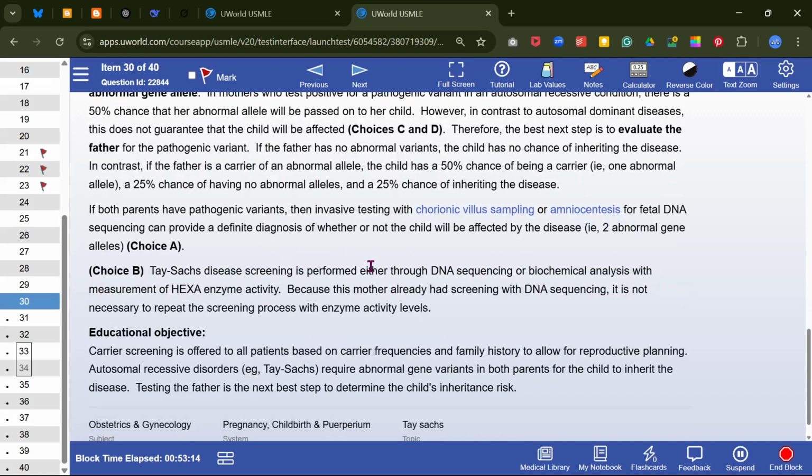If both parents have a pathogenic variant, then invasive testing like chorionic villus sampling, CVS, or amniocentesis, or fetal DNA sequencing can provide a definitive diagnosis of whether or not the child will be affected by the disease. The two abnormal alleles.